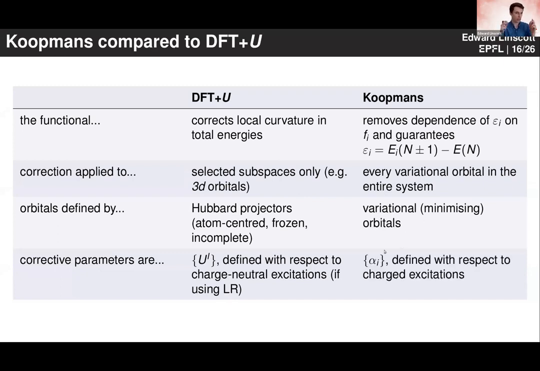And our corrective parameters, well, the parallel breaks down a little, but practically, when it comes to performing a calculation for DFT plus U, beforehand you have to calculate your U parameters. For Koopmans functionals, before you do a calculation, you have to calculate our screening alpha parameters. These are defined not with respect to charge neutral excitations, as in the case with DFT plus U, but with respect to charged excitations, the process of removing an electron from orbitals, and then we calculate our alpha values.